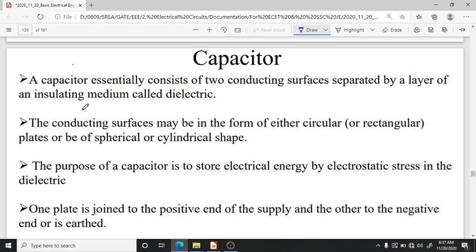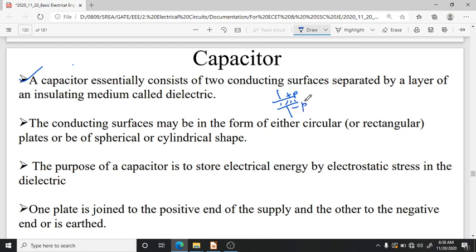A capacitor is essentially two conducting surfaces separated by a layer of insulating medium called dielectric. So a capacitor has two conducting surfaces separated by some dielectric medium between them. These conducting surfaces are called plates. We can say this is the positive plate and this is the negative plate.